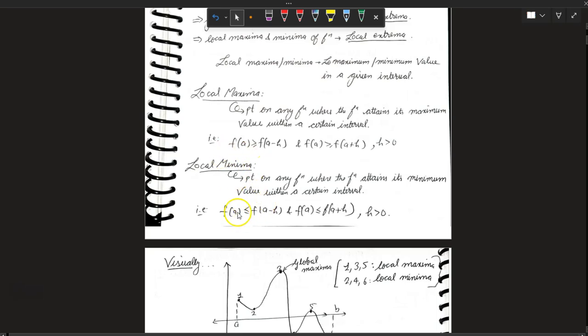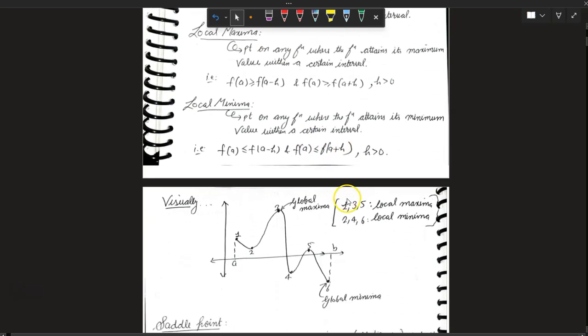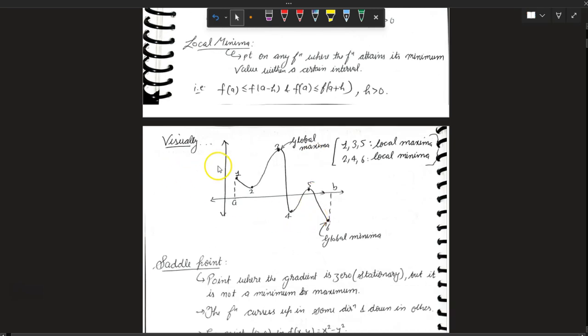Same you have to apply here also. f(a) is less than or equal to f(a minus h), that is, the left side of the particular interval, and then the right side of the particular interval, which is f(a) is less than or equal to f(a plus h). Okay, so let's see it visually.